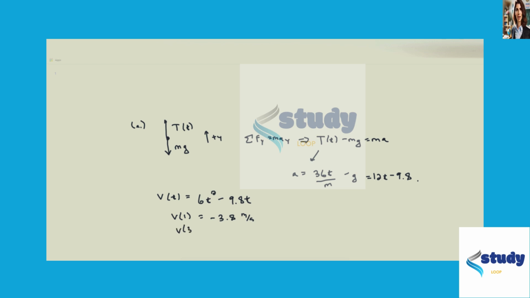But then you'll see v at 3 seconds is equal to 24.6 meters per second. And so eventually, because the tension is time varying, it overpowers the gravity and it starts moving up.